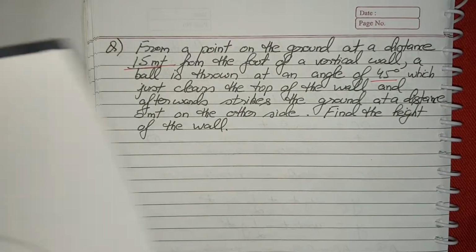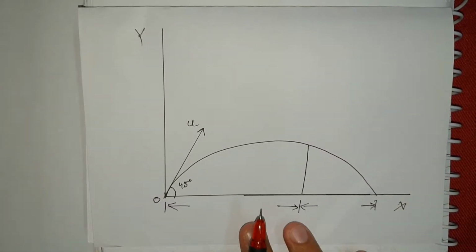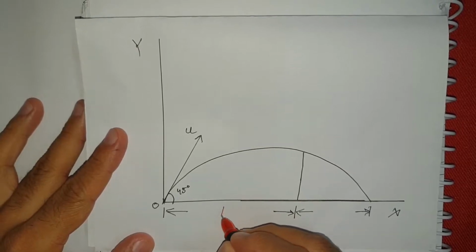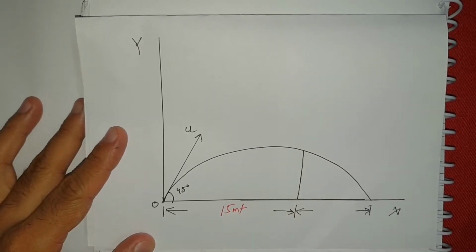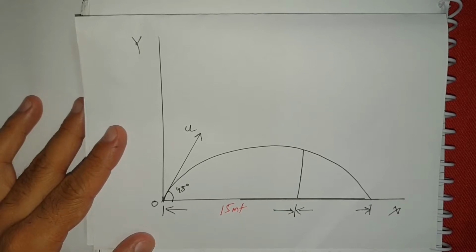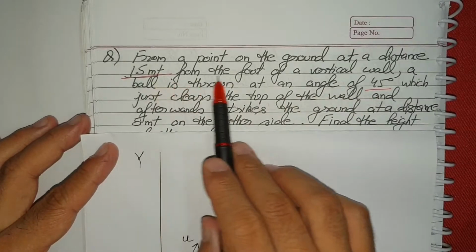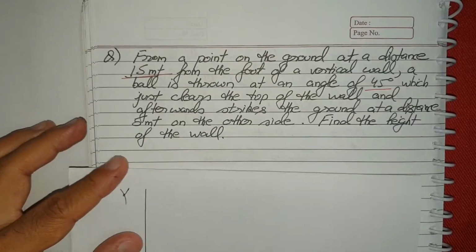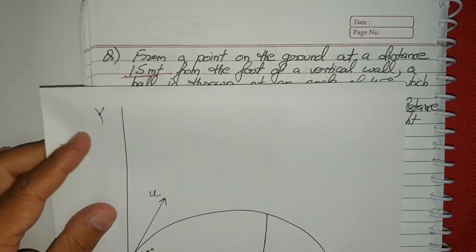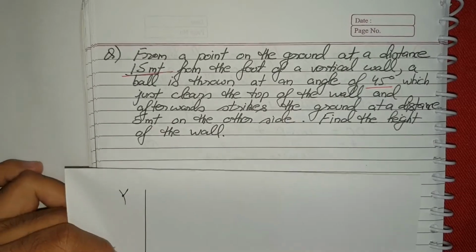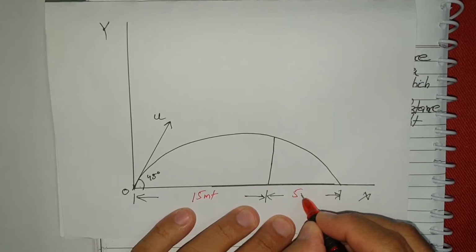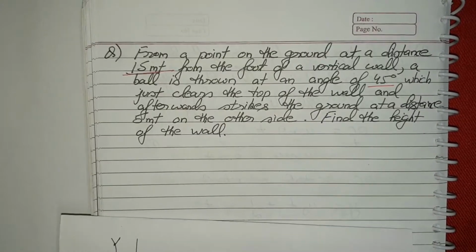Now see, this is our diagram. The ball is thrown, and this is the wall. So this is 15 meter. As you can see, from a point on the ground at a distance of 15 meter from the foot of the vertical wall, a ball is thrown at an angle of 45 degree, which just clears the top of the wall. It clears the top of the wall and afterwards strikes the ground at a distance of 5 meter on the other side. So this is also 5 meter on the other side.